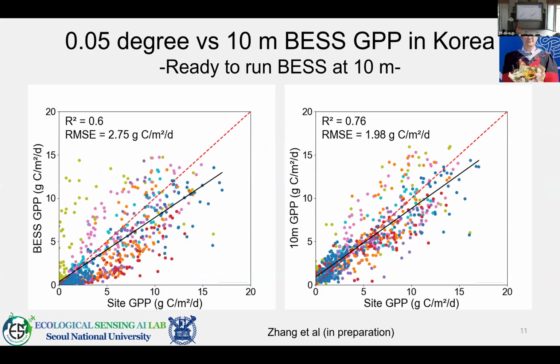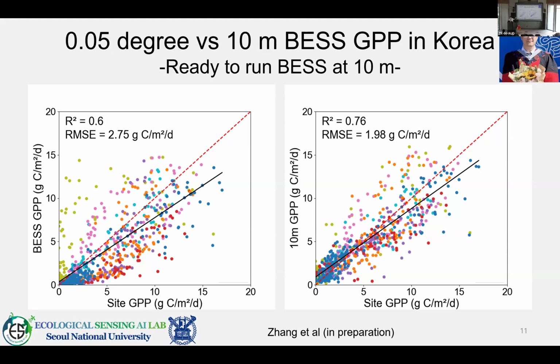in the past, I developed a biophysical model that is called BESS. In the past, we ran BESS at the global scale with forcing of 0.05 degrees, which is around 5 kilometers. Now we can run BESS at 10 meters.